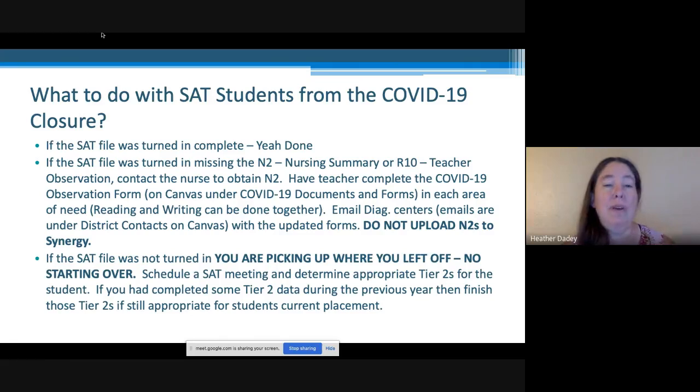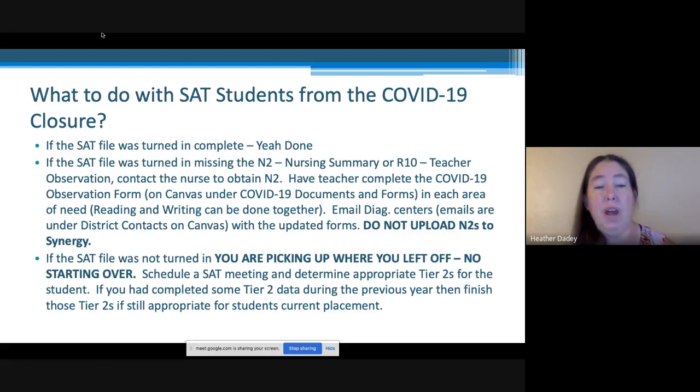Woohoo! If the SAT file was turned in and it was missing the N2, which is the nursing summary, or the R10, which is the teacher observation, please contact the nurse and obtain the N2. Have the teacher complete the COVID-19 observation form that's found on Canvas in each area of concern. An observation can be done for reading and writing together. So you could have one for reading and writing, and then a separate one for math, and then a separate one for behavior. You're going to email the DIAG centers, and they're on the contact logs on Canvas, with the updated form. You are not going to upload N2s to Synergy. That is a violation of HIPAA.